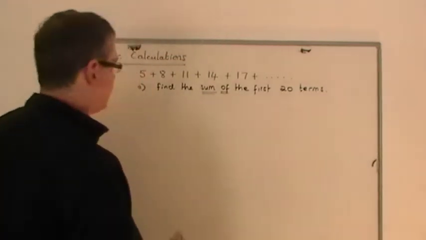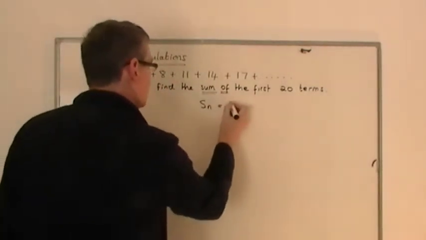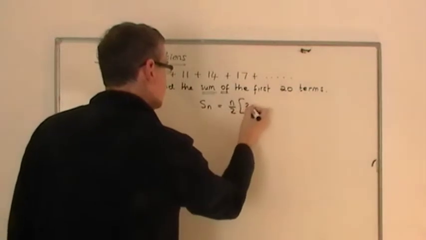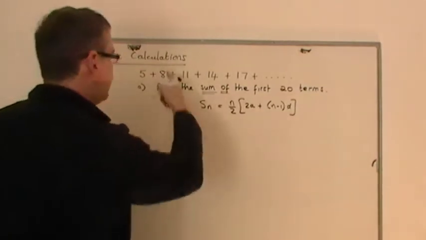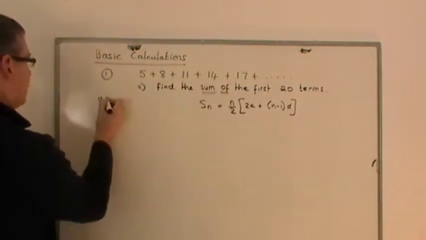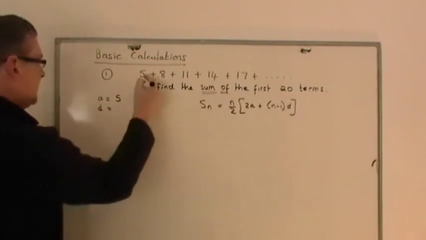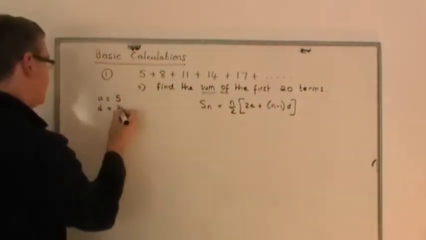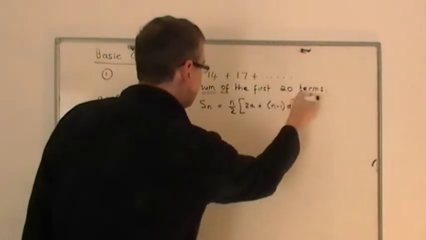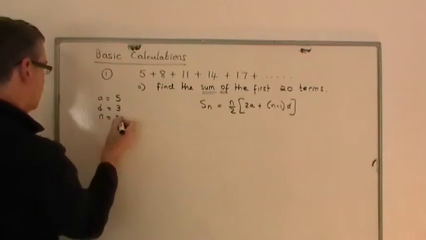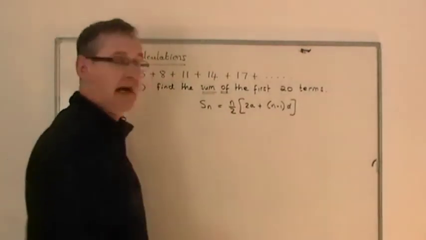So all you've got to do is this. Find the sum of, we use the sum of formula. Sn equals n over 2 bracket 2a plus n minus 1 d. In this particular question, you know a is 5, the first term is 5, and the common difference, because they're going up in threes, is 3. We also know, because I want the sum of the first 20 terms, that the n value is 20.